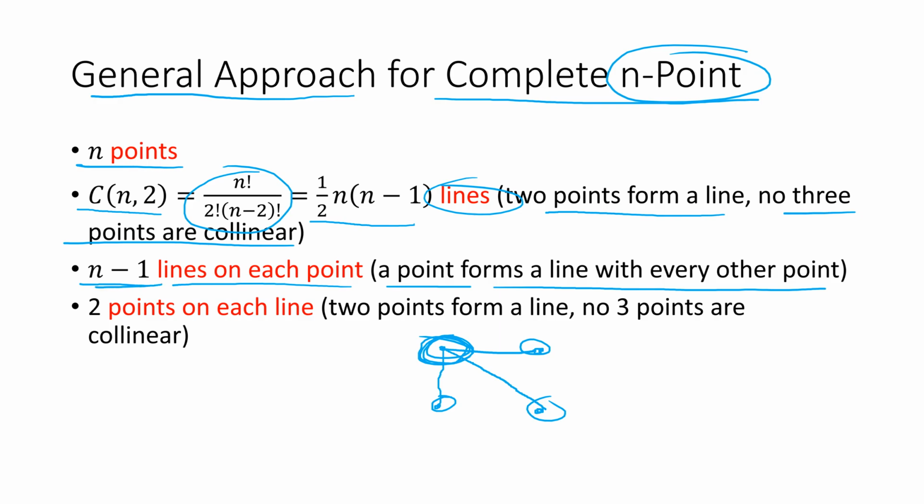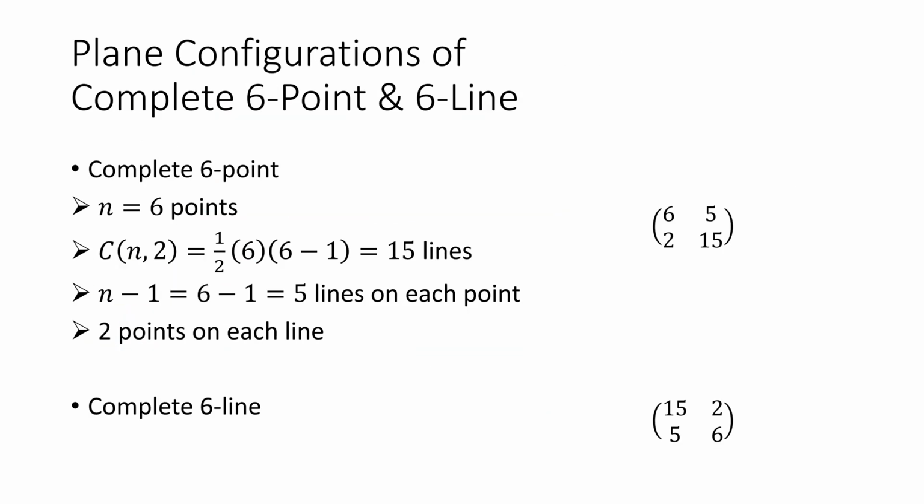Next, for the number of points on each line, remember, since a complete endpoint requires that no 3 points are collinear, for the plane configuration of any complete n line, we only have 2 points on each line. Let's consider 3 examples. First, we have the plane configurations of a complete 6-point and a complete 6-line.